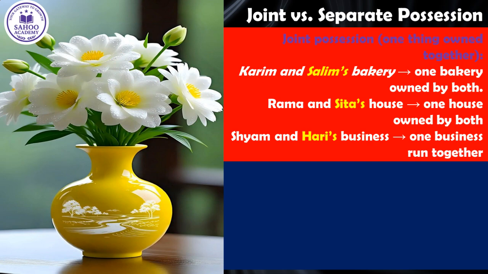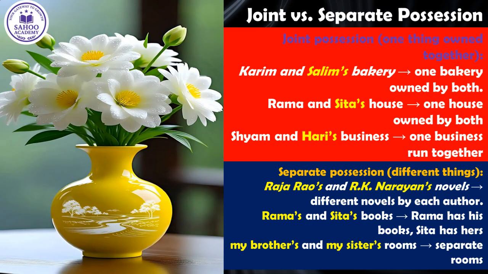Okay. Now look at the blue box. Separate possession means different things are owned separately. Here we add apostrophe s to each noun. Look at these examples. Raja Rao's and R.K. Narayan's novels. This means different novels written by each author. Similarly, Rama's and Sita's books. It means Rama has his books and Sita has her books. My brother's and my sister's room. This means separate rooms for each.